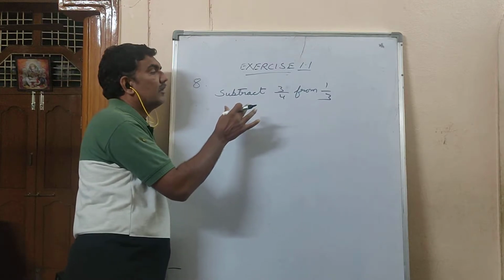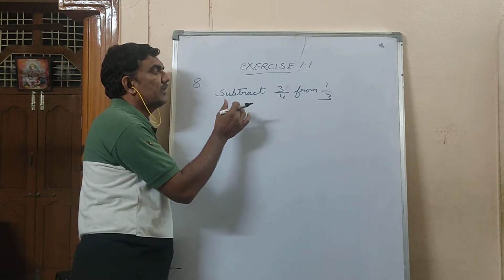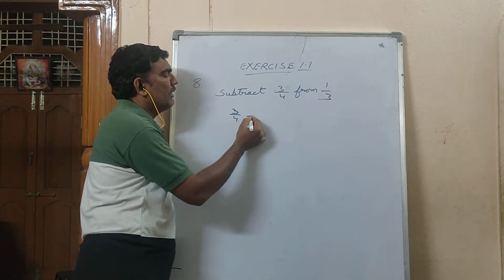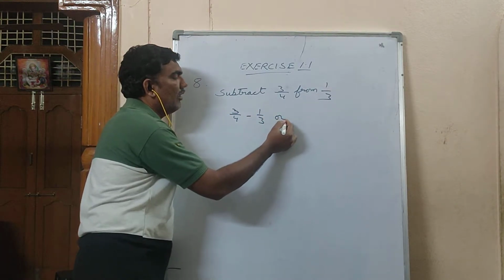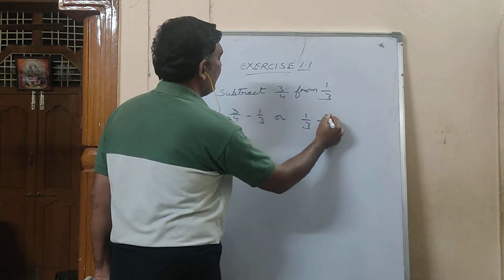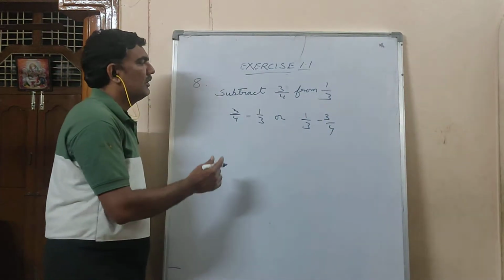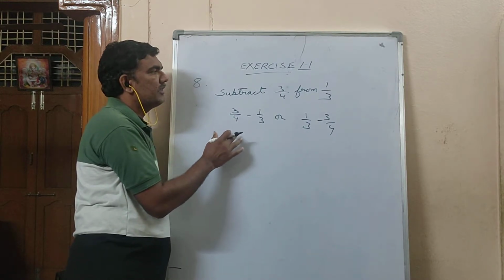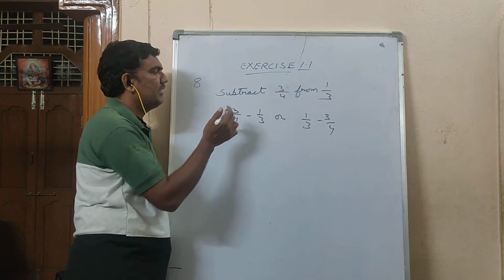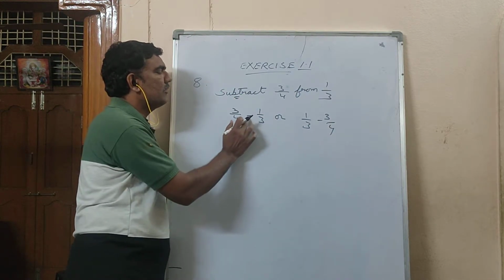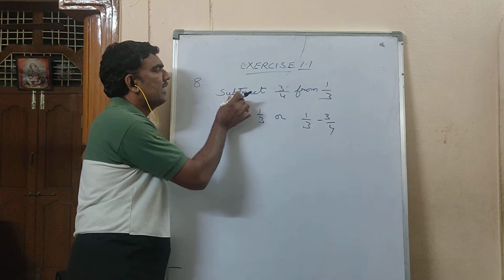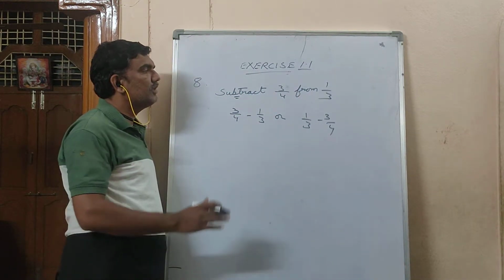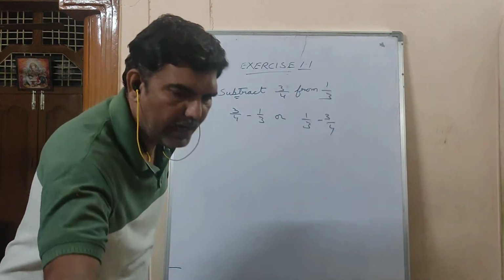See here, first a student will get a doubt whether we have to do 3 by 4 minus 1 by 3 or 1 by 3 minus 3 by 4. This is a doubt. Maximum teachers and students think subtraction means a negative symbol, so they will keep this minus in between the two without understanding. This is wrong. So how do we have to do it?